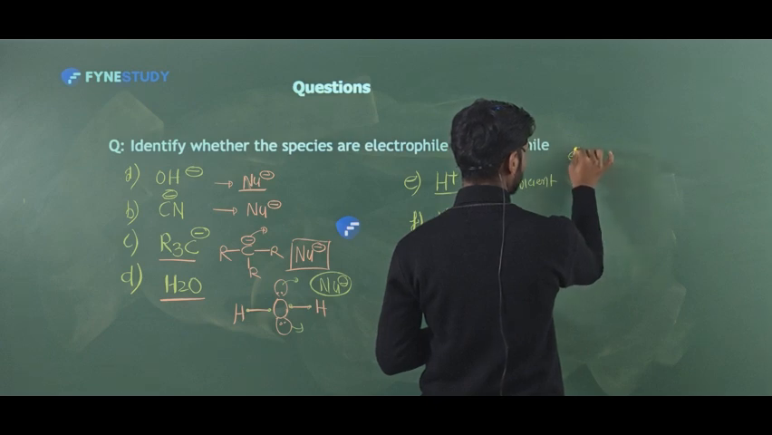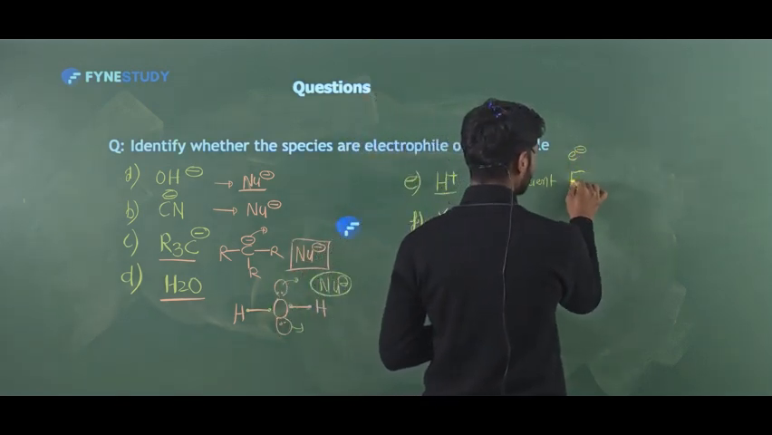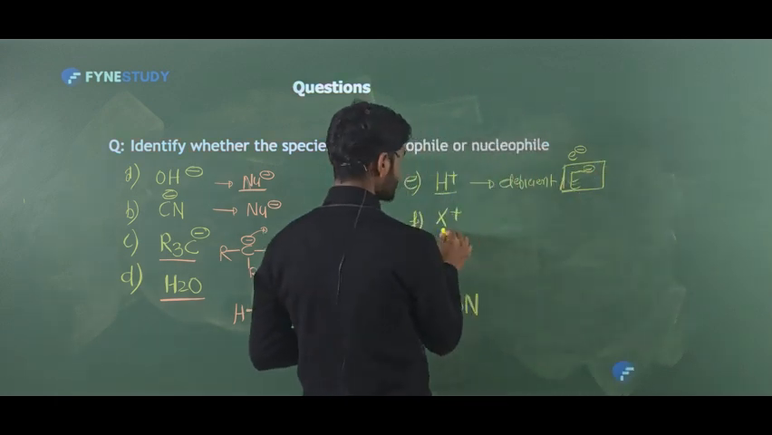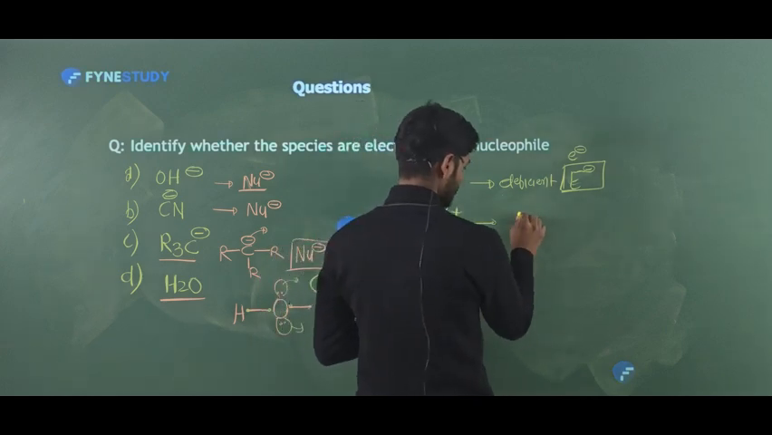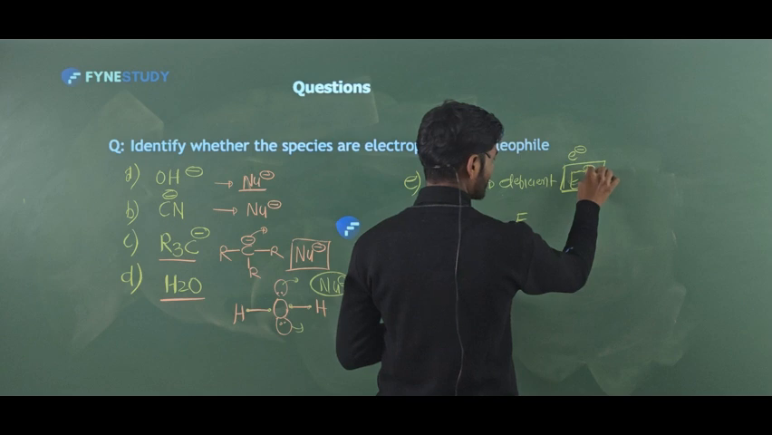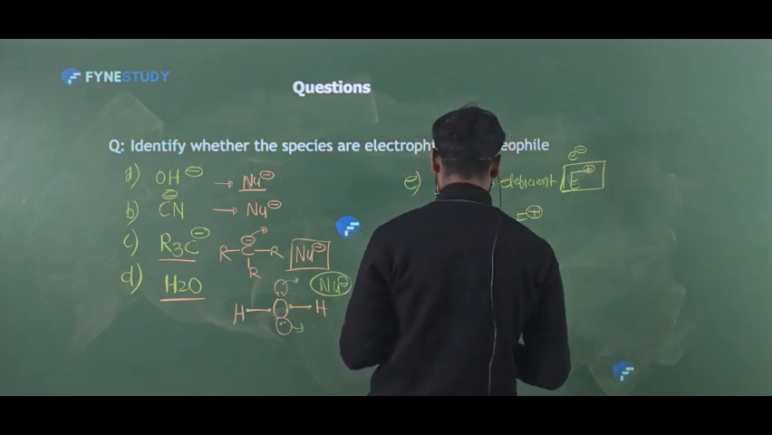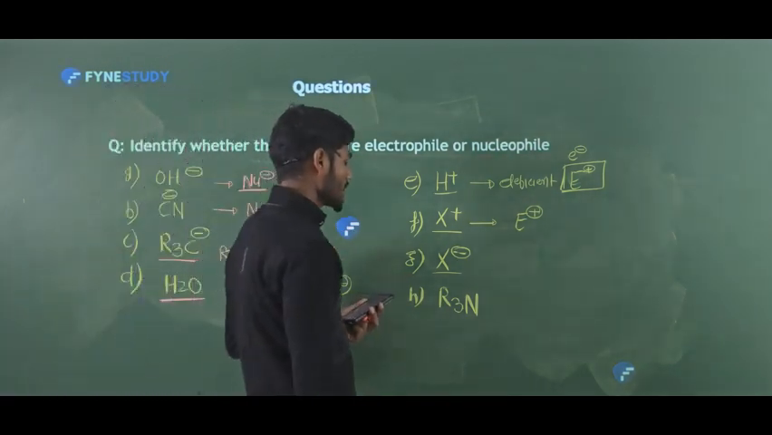See, a small e minus means electron, and capital E minus means electrophile. Now see, X plus, this one is also deficient. So this one will be what? Sorry, it will be E plus. Okay, now see, X minus, so here is extra electrons. So it will be what?